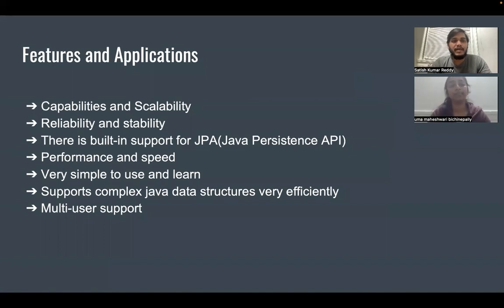Coming to features and applications, ObjectDB can manage databases of various sizes efficiently, ranging from KB to TB. It recovers from failure by using a recovery file and double writing. ObjectDB is the only OOD with built-in support for JPA. It is extremely fast, much faster than any other JPA solution. Very simple to use and easy to learn. Supports complex Java data structures very efficiently. It can be very effective in heavily loaded multi-user systems.